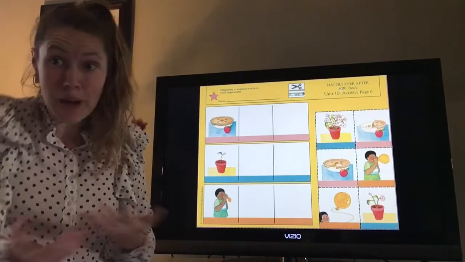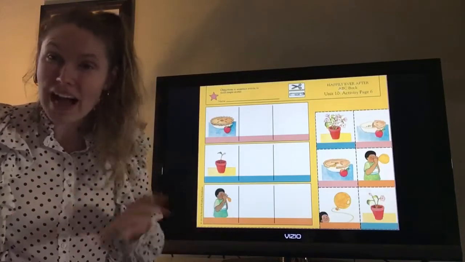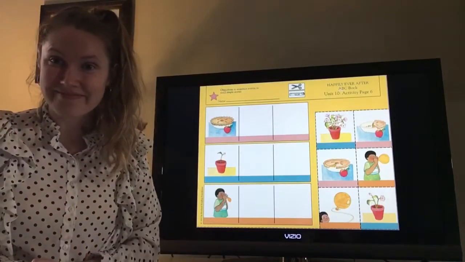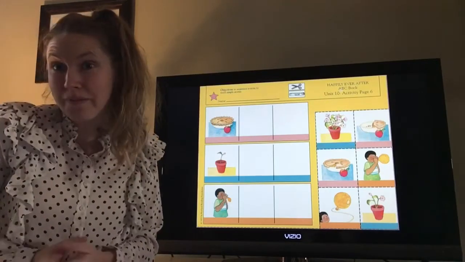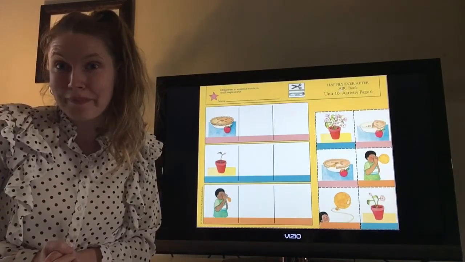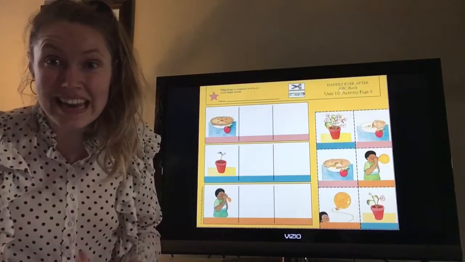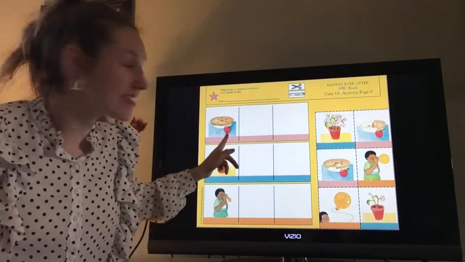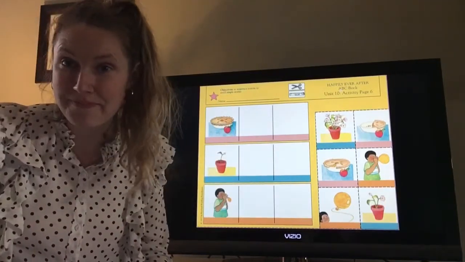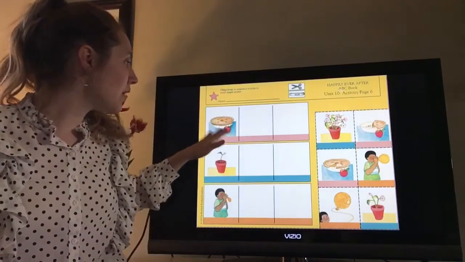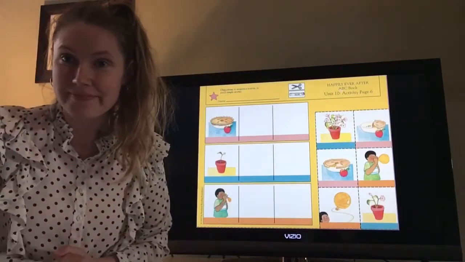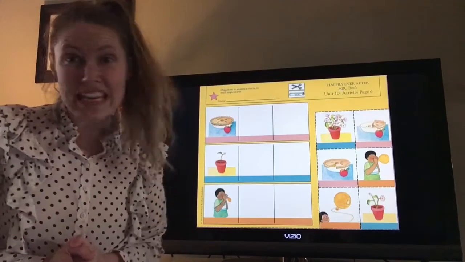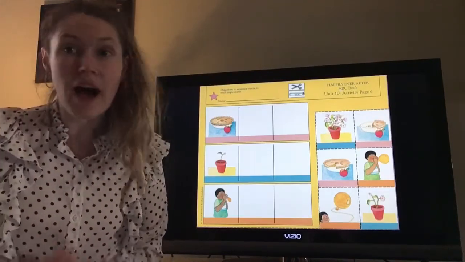I see a pie. And what kind of pie do you think it is? And how do you know? So we could guess that it's an apple pie because there's an apple right next to it. So right here, what do you notice about the apple pie? Is any of it eaten yet? Nope, none of it is eaten yet. We have a whole pie.